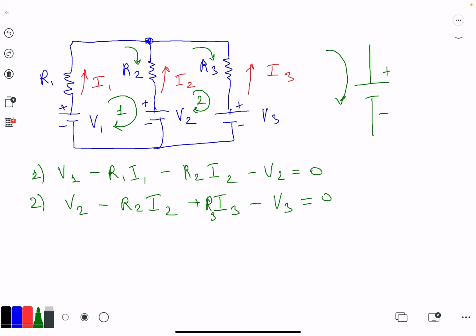Then the third equation will be for the current. As you can see, current 1, current 2, current 3 all enter this junction. So what I say is that I1 plus I2 plus I3 is equal to 0. Of course, one or two of them has to be negative, because whatever enters the junction has to leave that junction. So that's it.